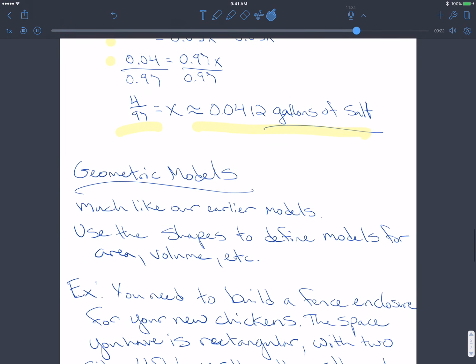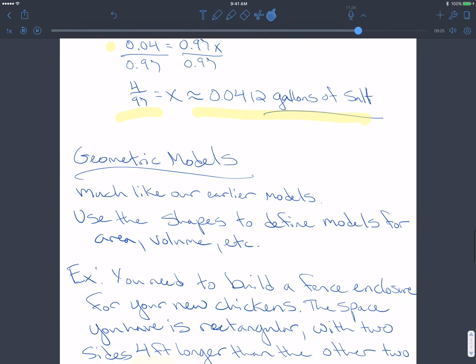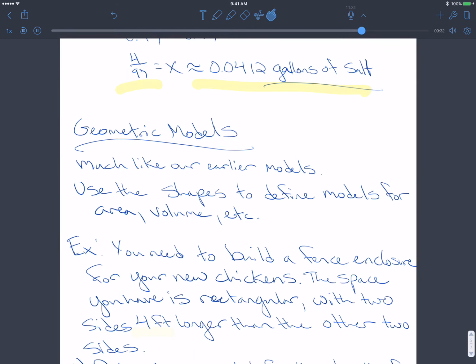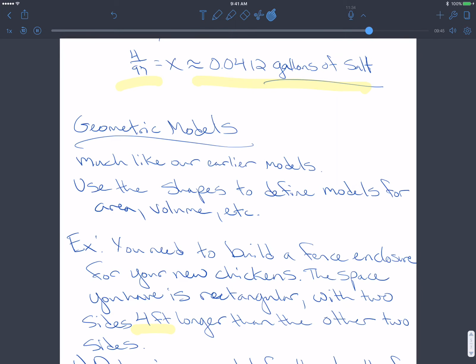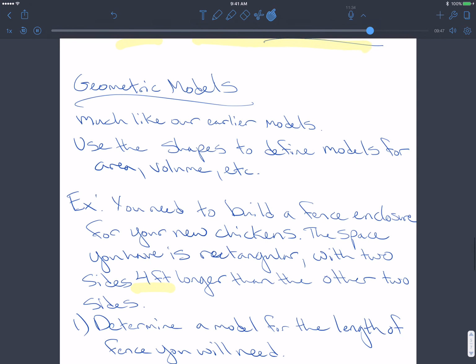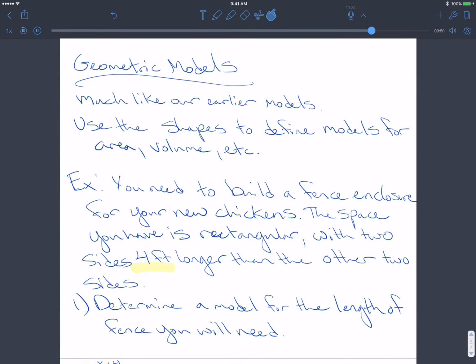If you need to build a fence enclosure for new chickens, say you just got some chickens and you need to have an enclosure for them. The space that you have is rectangular, but 2 of the sides are longer than the other 2 sides. If they're specifically 4 feet longer than the other 2 sides, you'll have to actually draw it out so you can see this. First, let's determine a model for the length of fence that will be needed to build the enclosure. So I draw out the rectangle, and 2 of these sides are 4 feet longer than the other 2 sides.